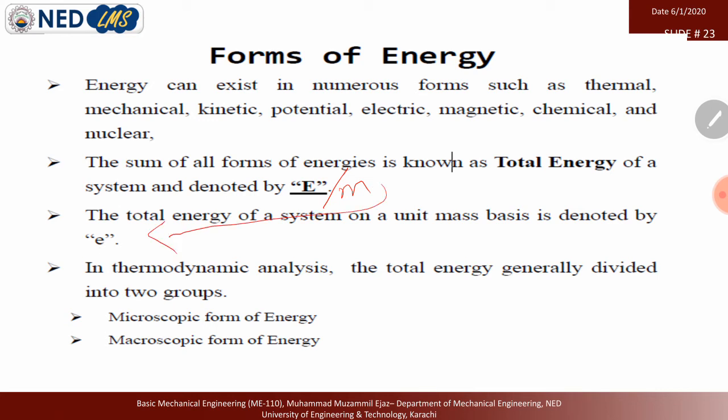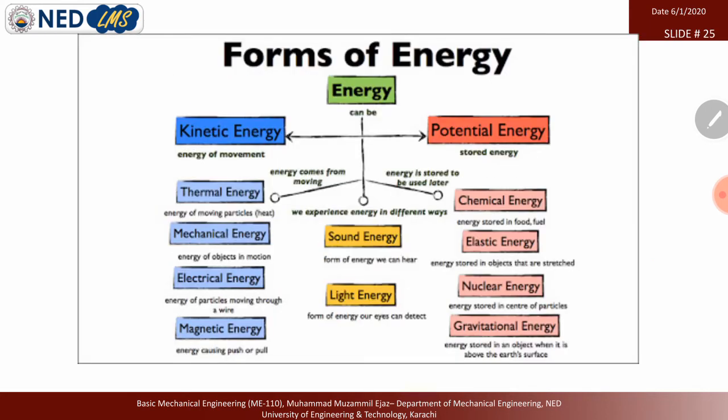Like if we divide this energy by the total mass of the system in kgs, this is denoted by small e. In thermodynamic analysis, the total energy is generally divided into two groups: microscopic form of energy and macroscopic form of energy. These are the different forms of energy. I just placed this figure before this slide, so you can understand that forms of energy are mainly two: kinetic energy, energy of movement, and potential energy, stored energy. In kinetic energy we have thermal energy, mechanical, electrical, magnetic.